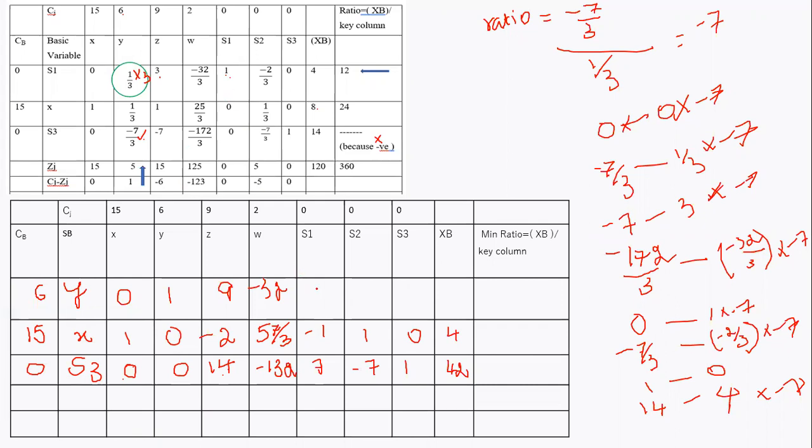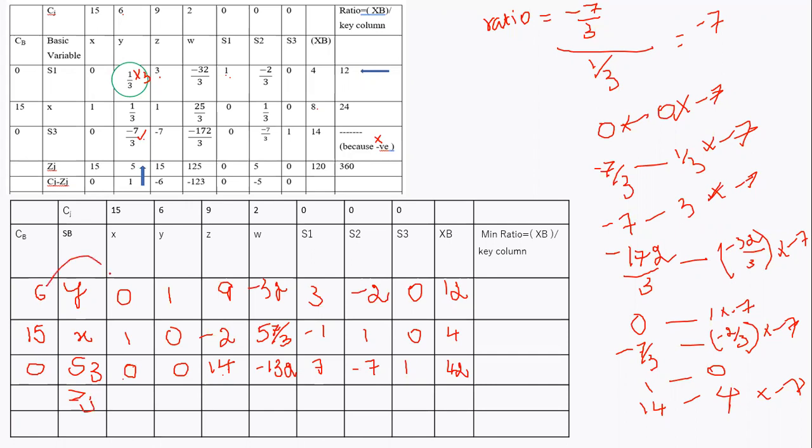So here 1 into 3, I will be having minus 32, then 3. So 3 will get cancelled, therefore minus 2. So 0 into 3, therefore 0. Now 4 into 3, we will be having 12. So this is our modification, whatever we get. Again, find here Zj.